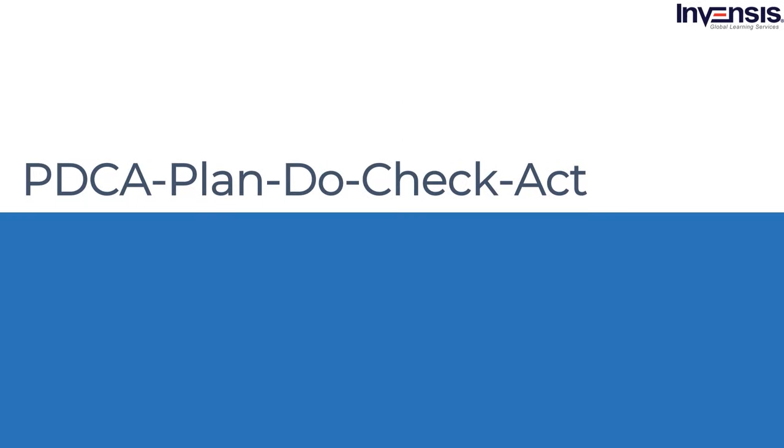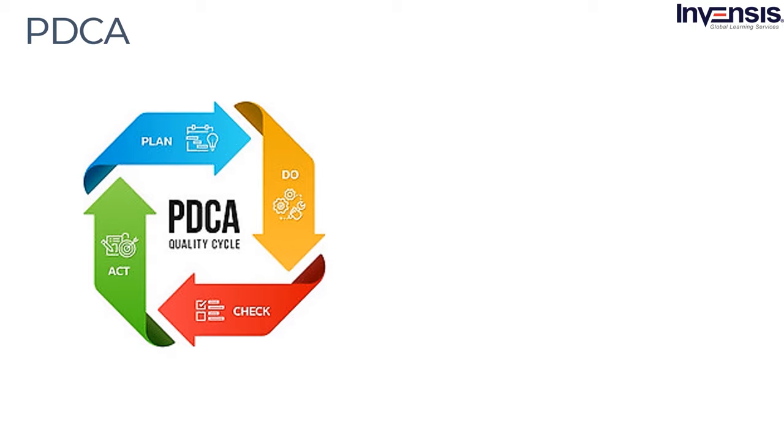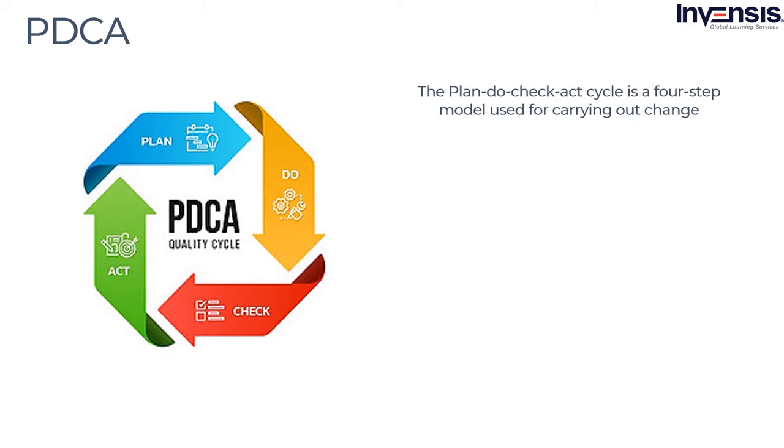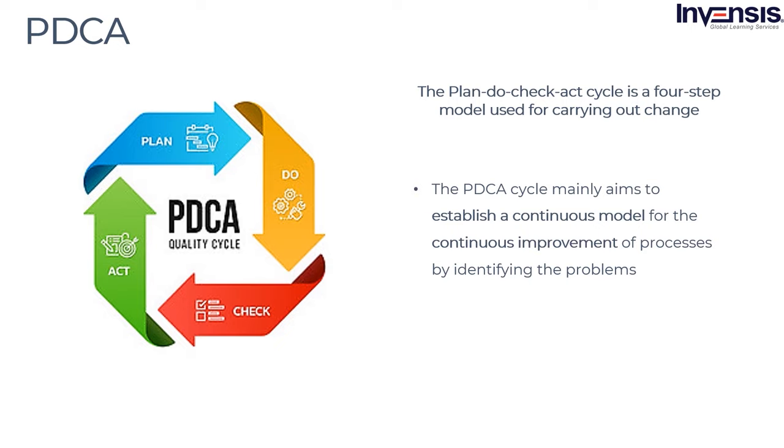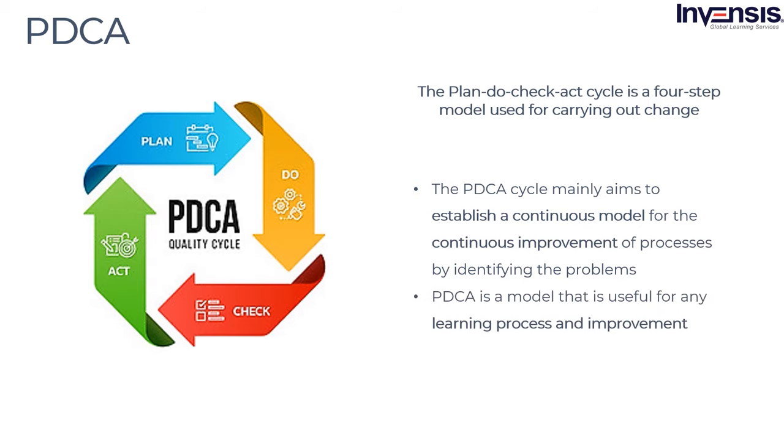The next technique is PDCA. The Plan Do Check Act cycle is a four-step model used for carrying out change. This brings continuous improvement if implemented. Thus, the PDCA cycle is considered a project planning tool. So, what exactly does PDCA mean? The PDCA cycle mainly aims to establish a continuous model for the continuous improvement of processes by identifying the problems. PDCA is a model that is useful for any learning process and improvement.